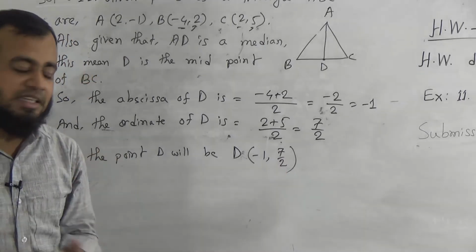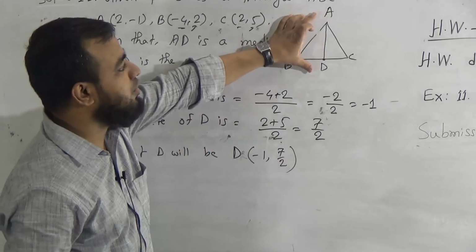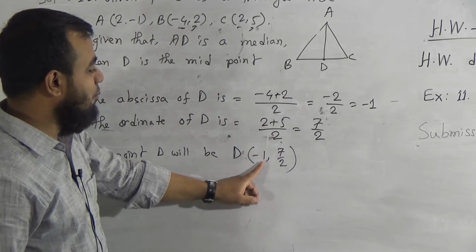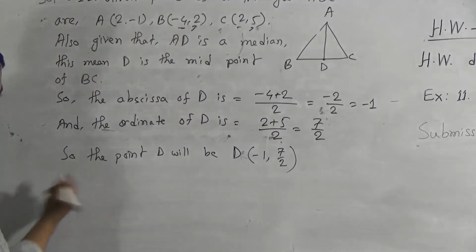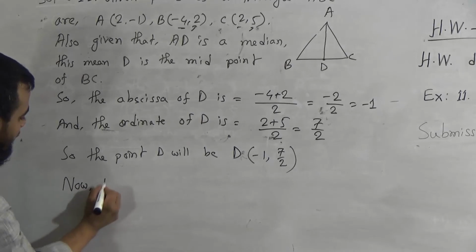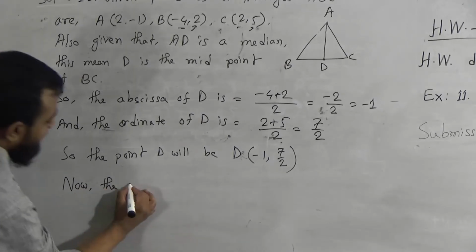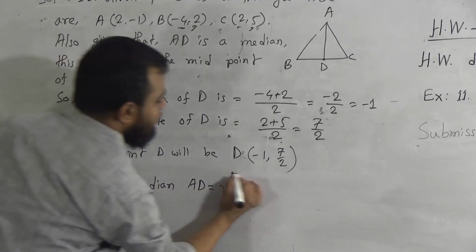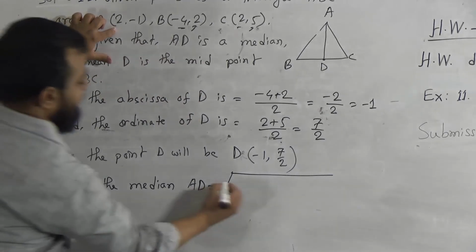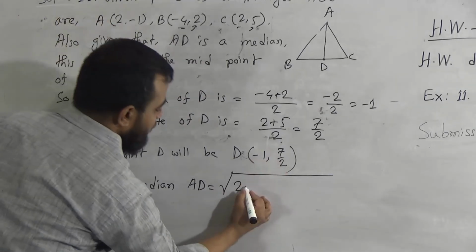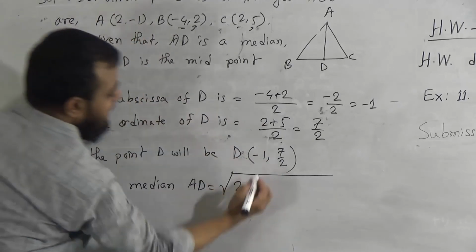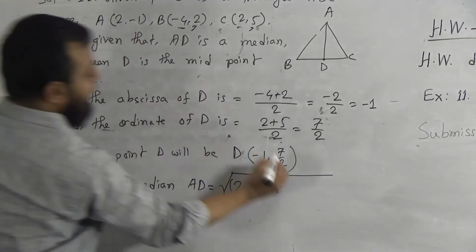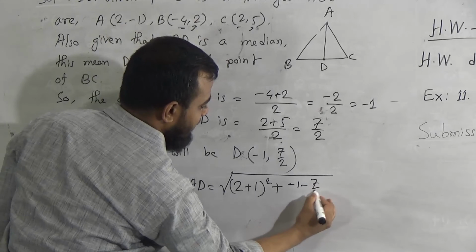Now we can easily find the median AD. That means we need to find the distance AD. A is given here as (2, -1), and D we have found as (-1, 7/2). Now we can write: the median AD equals the square root of (x1 - x2) whole square plus (y1 - y2) whole square, that is (2 - (-1)) whole square plus (-1 - 7/2) whole square.